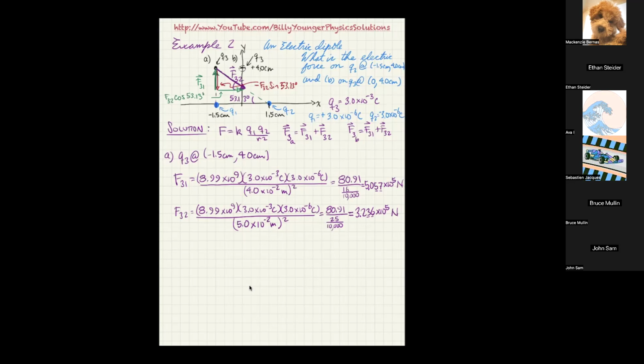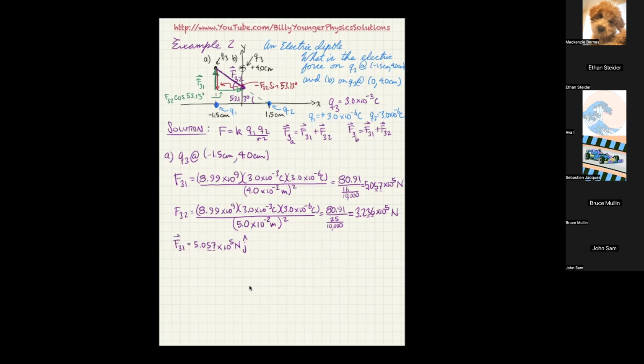So I can now say F31 as a vector. Notice F31 points purely in the y direction. So I can call F31 5.057 times 10 to the 5th newtons, and then I just put a j hat after it. So that's a complete vector already just by writing the j hat after it. Everybody remember your i hat, j hat, and k hat?